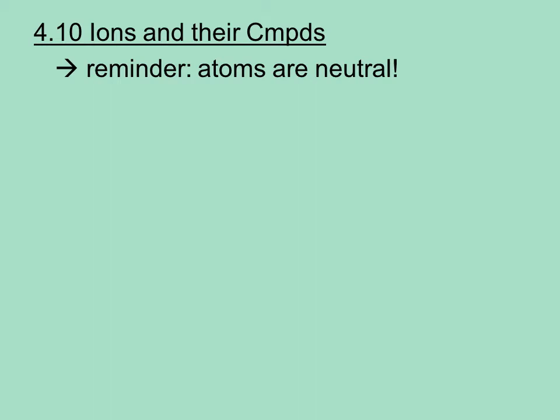Reminder that atoms are always neutral. That's why if we know the number of protons, we know the number of electrons. So atoms are neutral. When we look right at the periodic table, we're going to assume they're atoms as written. Today we're going to introduce you to ions.